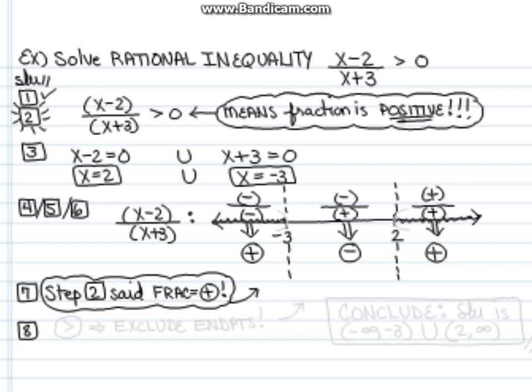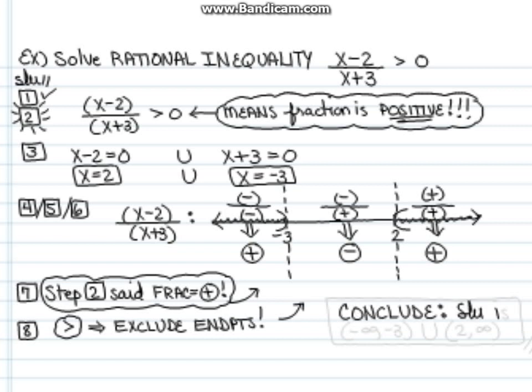And then finally step 8, that's where we consider the endpoints. Our original inequality had no equal portion in it, only the greater than. That means we exclude endpoints. We're not going to include the endpoints. We're putting round brackets on the endpoints. And then we make our conclusion.